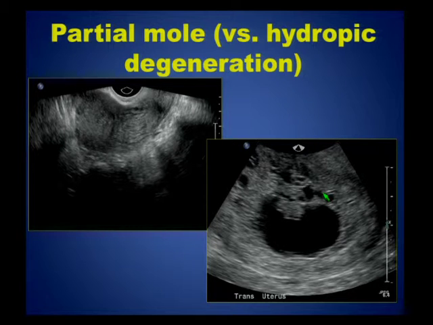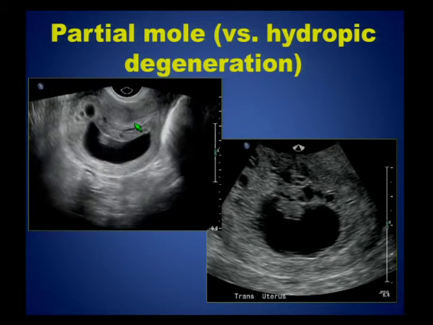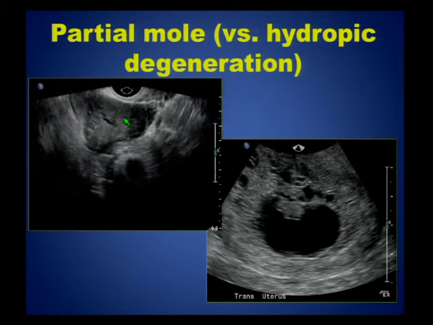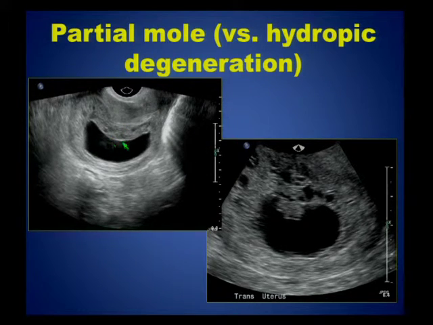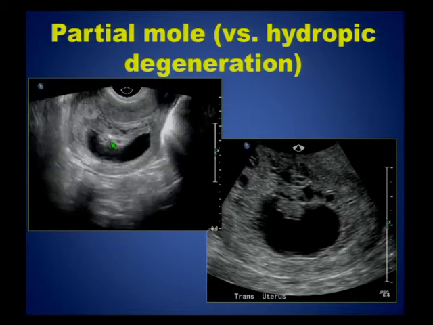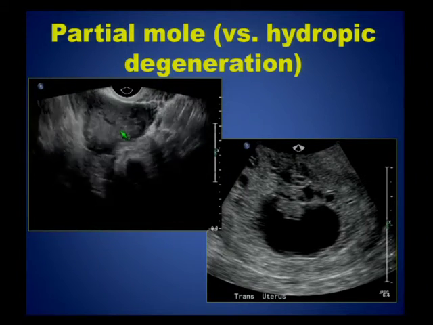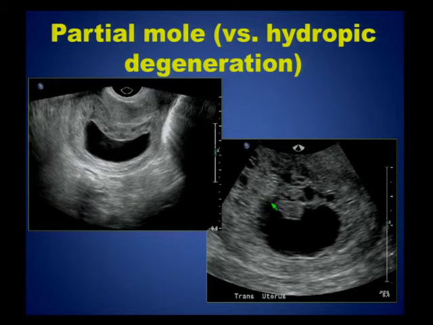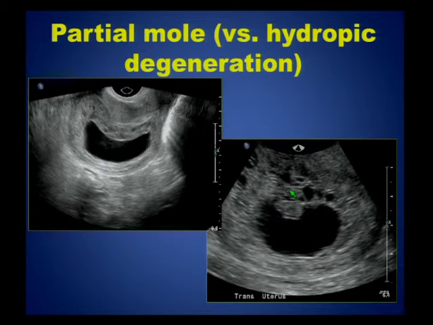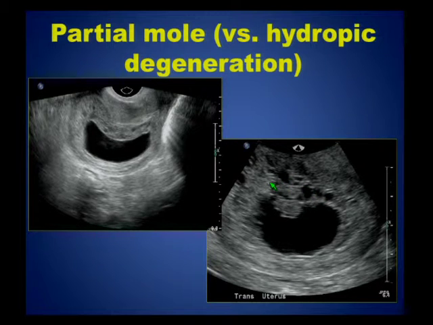A lot of the interest in partial moles is trying to distinguish them from hydropic degeneration or just benign missed abortions. Here's a clip, hopefully this will run, showing you the partial mole with this flat, irregular, oblong sac, and the very cystic, thick placenta here. This is a close-up, showing the little embryo without a heartbeat and the cysts that have formed in that abnormal placenta.